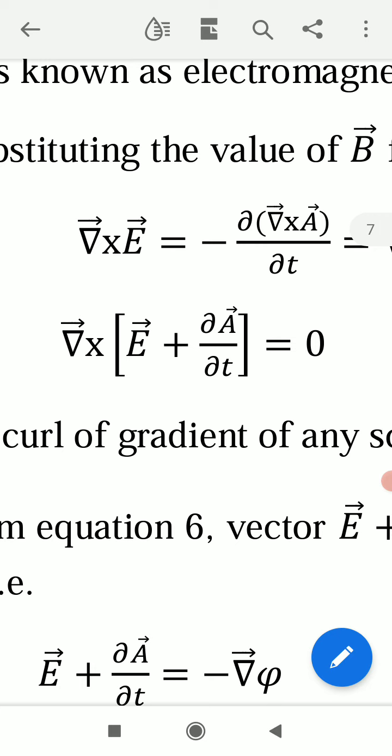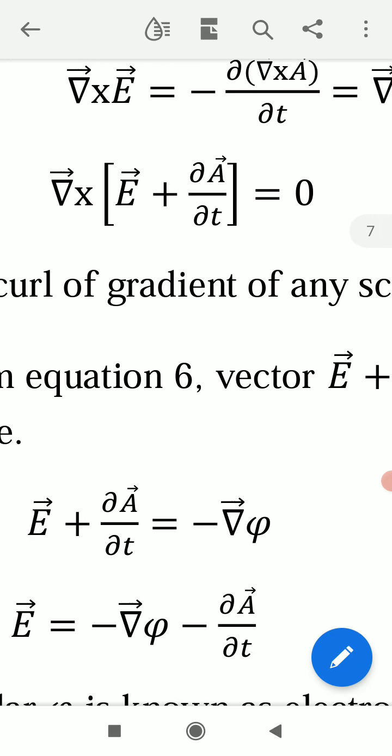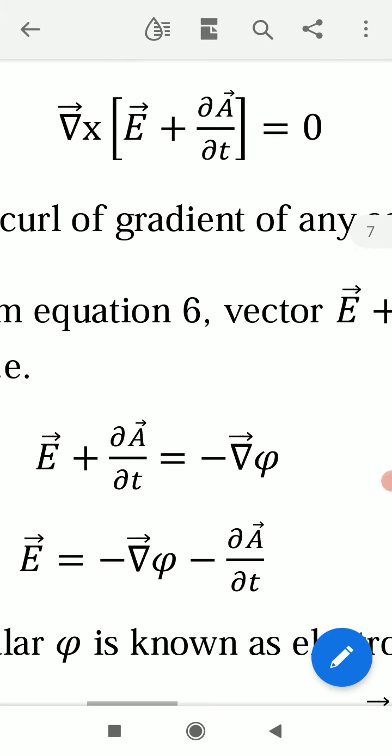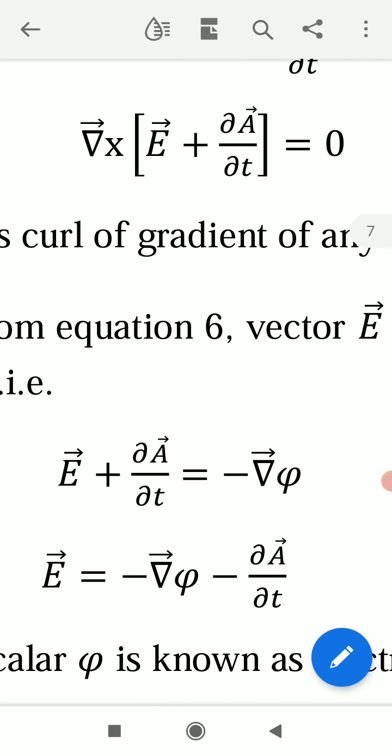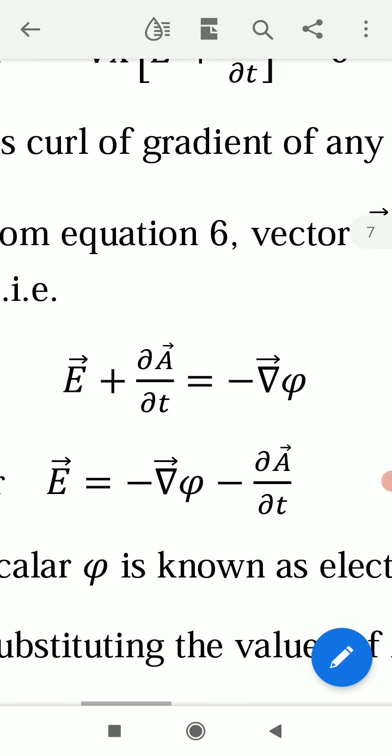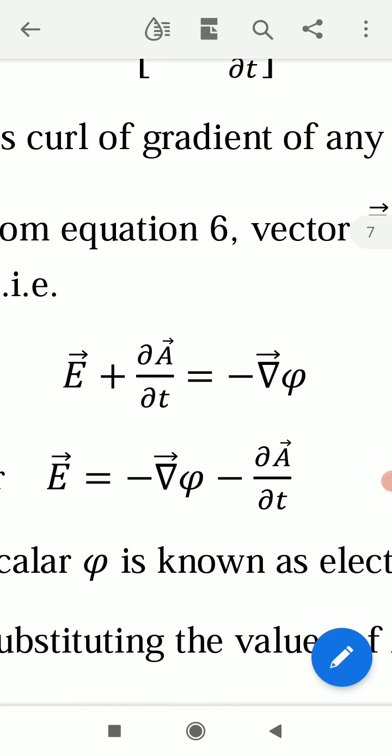As del cross del phi is 0, this quantity inside the bracket can be written as gradient phi, and we write it as equal to minus del phi. So we write E plus delta A upon delta T equal to minus del phi, because del cross del phi is always 0. This gives E vector equal to minus del phi minus delta A upon delta T. So this defines phi.